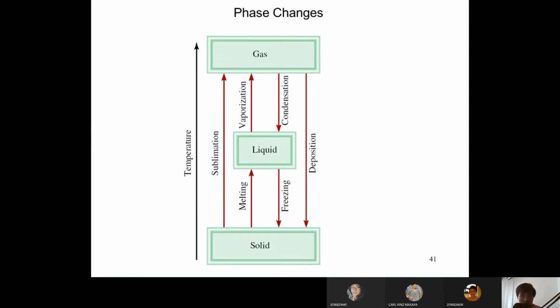So mas mabilis kumulo yung tubig sa Baguio kaysa dito. Bakit na? And ano yung explanation doon? So ganito lang yung idea. At different pressures and temperature, your matter can be more or less compacted. No? So kapag more compacted sila, meaning mataas yung pressure, then most likely matagal bago siya kumulo.